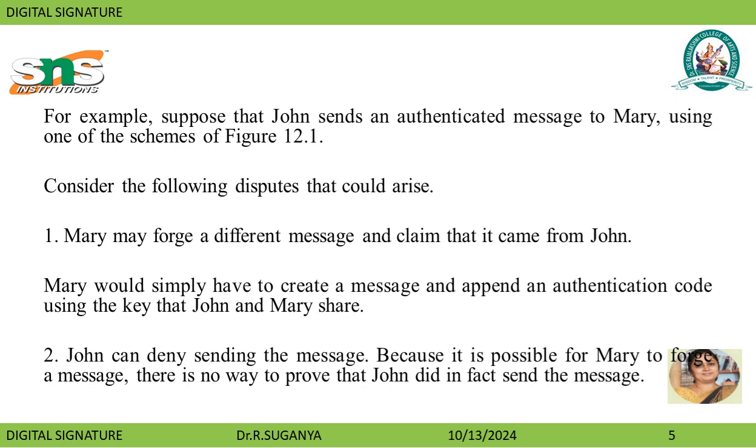So for example, suppose that John sends an authenticated message to Mary using one of the schemes. Consider the following disputes that would arise. Mary may forge a different message and claim that it came from John. Mary would simply have to create a message and append an authentication code using the key that John and Mary share. John can deny sending the message because it is possible for Mary to forge a message. There is no way to prove that John did in fact send the message.